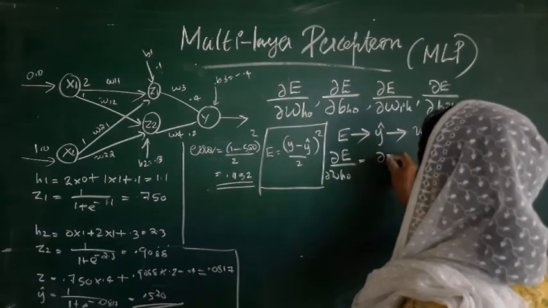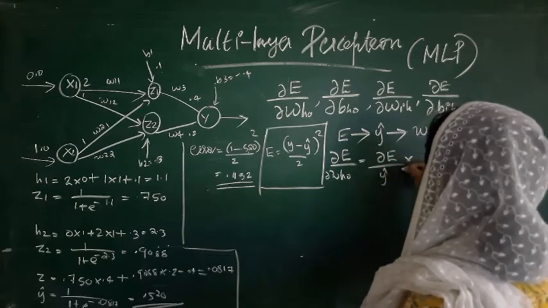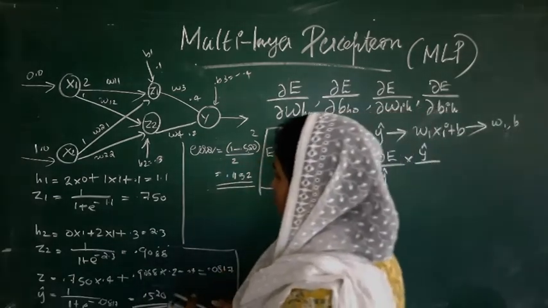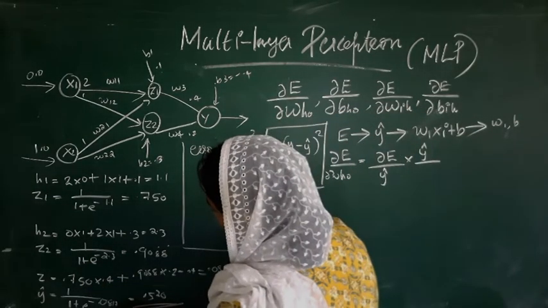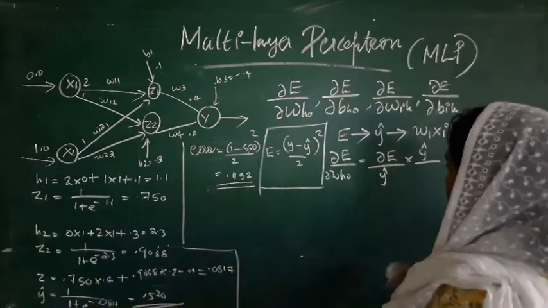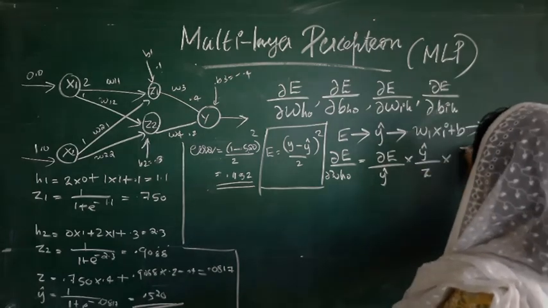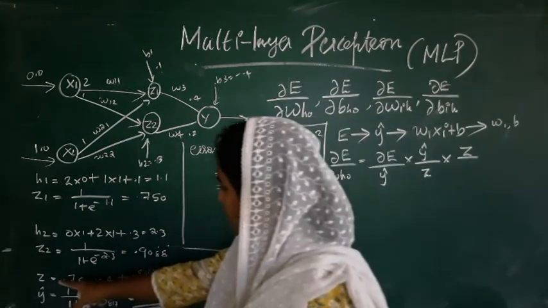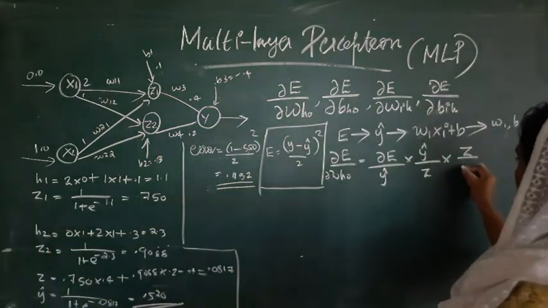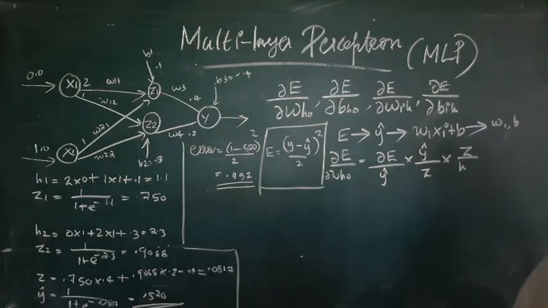So you know that the chain rule says that the error depends on ŷ, the predicted value of output. Now the predicted value of output comes from sigmoid of z, so that depends on z. Now the value of z came from the values of h1 and h2. So this is how this calculation goes.